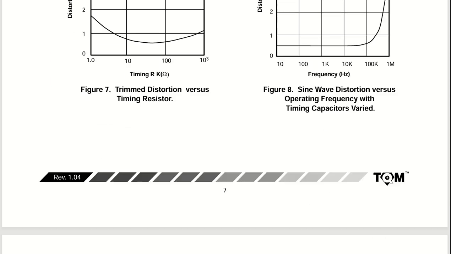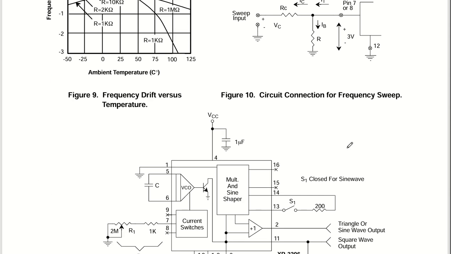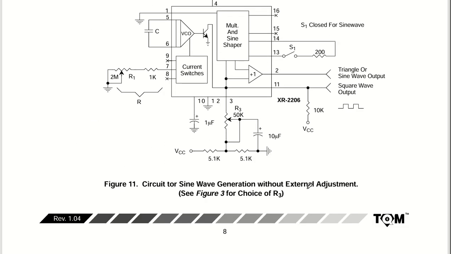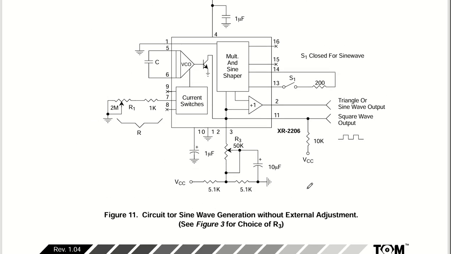Okay, so this was all about this. Now coming back to the test circuit that we had generated. This is the application circuit, called the circuit for sine wave generation without external adjustment. If you want a sine wave output, we need just one timing capacitor and a timing resistor. This was the timing capacitor. This is the voltage supply. As I already mentioned, you have to put a 10 microfarad and a 0.1 microfarad capacitor.